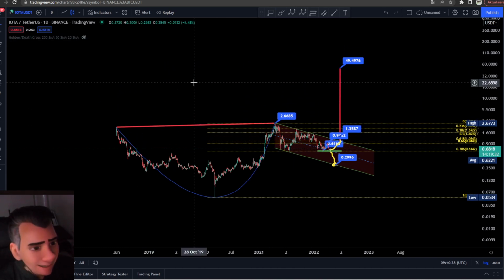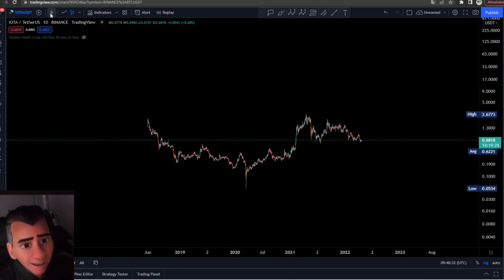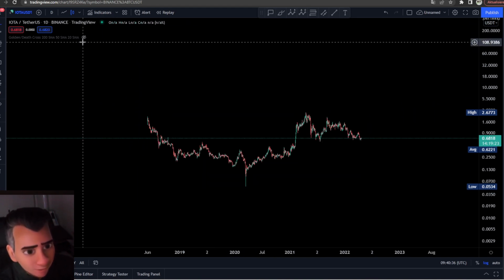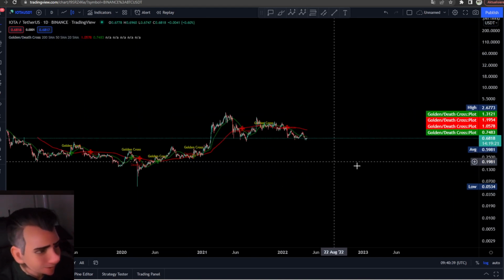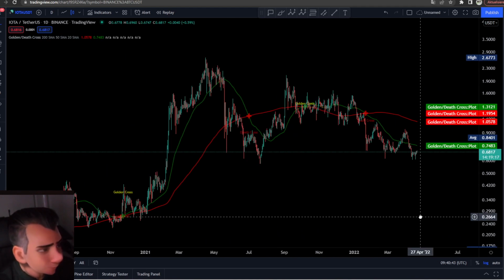Let's go directly. Remove all drawings. This is our clear chart picture here. Let's go directly. No, let's stay in the daily. Let me show you. We have a golden cross, death cross indicator. And what do we have for IOTA for the moment? And that's also really important.